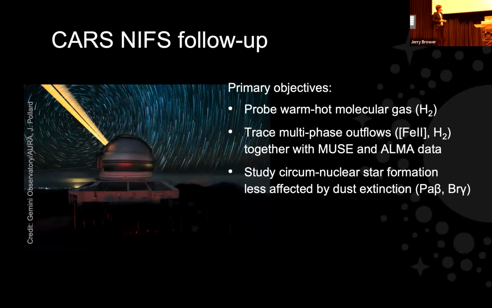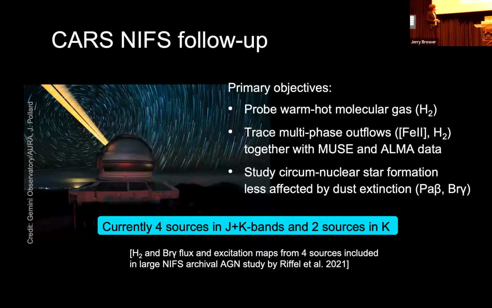And finally, we can also take advantage of the reduced dust extinction in the near-infrared to combine, for example, what we know about star formation from the MUSE H-alpha data with information we may get from the hydrogen recombination lines in the near-infrared data, especially in this case, Paschen beta and Brackett gamma for the wavelengths we have been covering. So far we have 4 sources that were fully observed in the 2 bands we had requested, plus 2 sources that are partially complete in the K band.